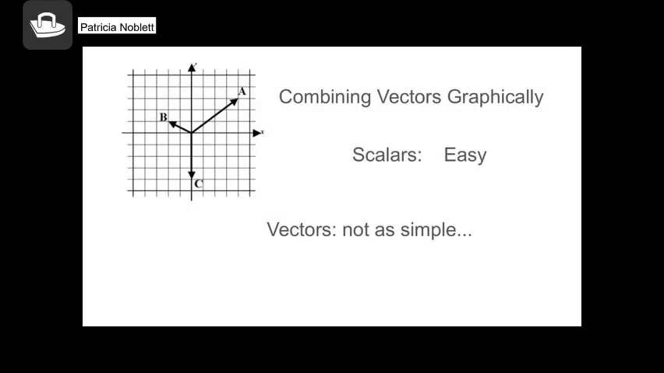All right, this short video lecture goes along with page 5 in your notes, and it's about combining vectors graphically. If we just take a step back for a second, we discussed already that when we make measurements in physics, we quantify those measurements as either being scalar quantities or vector quantities. A scalar quantity is something like mass. Mass is a scalar quantity, time is a scalar quantity, speed is a scalar quantity.